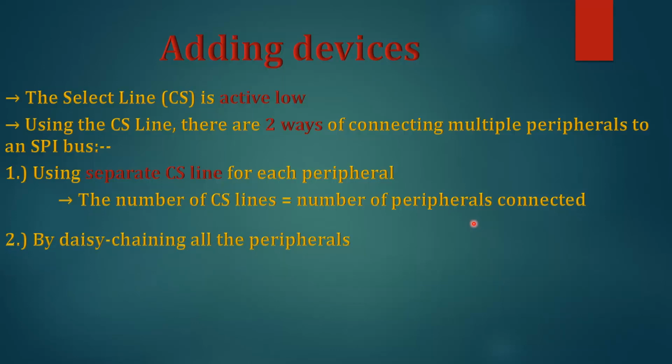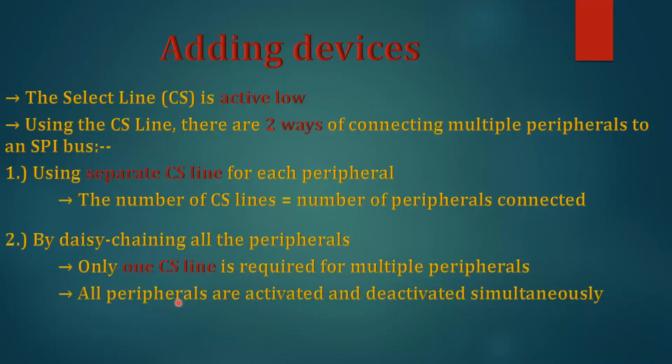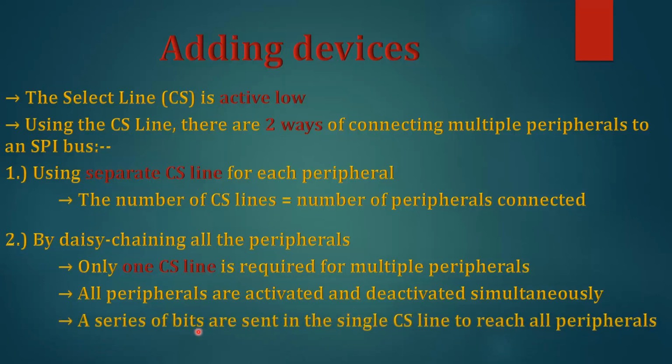Now let's see the second method, daisy chaining all the peripherals. By daisy chaining, we get rid of the large number of chip select lines, but here comes the disadvantage. Only one chip select line is required for multiple peripherals and all those peripherals are activated and deactivated simultaneously. Because when we send data, let's suppose 0, then that 0 is passed to all the peripherals because they are daisy chained with each other. So how do we handle that? We send a series of bits through the chip select line that are pushed from one peripheral to another in the daisy chain to reach the required bit to the preferred peripheral.